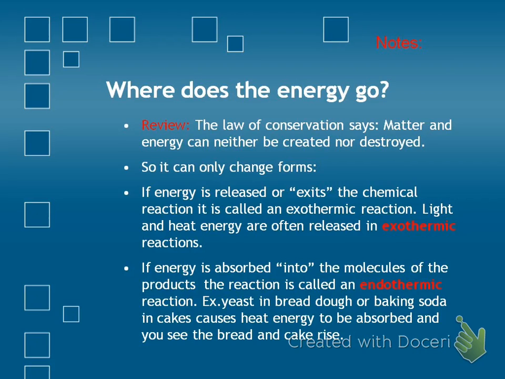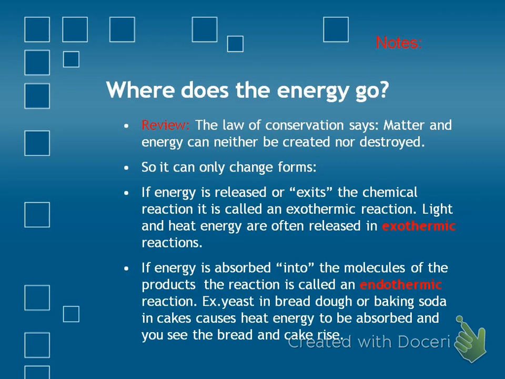Yeast in bread dough or baking soda in cakes causes heat energy to be absorbed. You see the bread and the cake rise to show where that energy is being absorbed through that carbon dioxide gas. And then if you think about the foods that you eat, like bread and cake, they are carbohydrates. They are carbon molecules that are formed when those molecules get rearranged. And then when you eat that food, those carbohydrates give you energy.